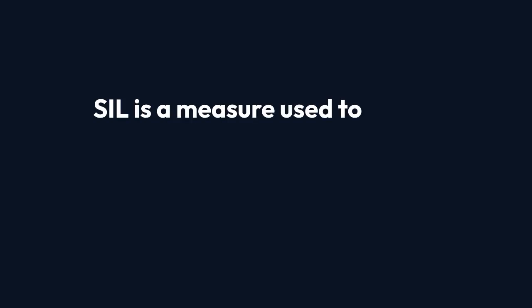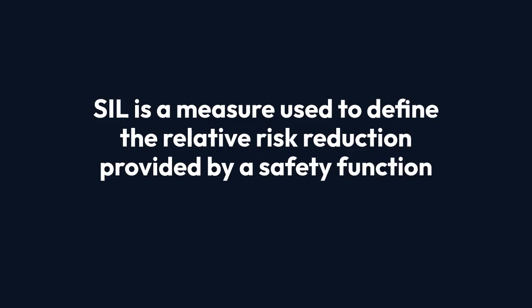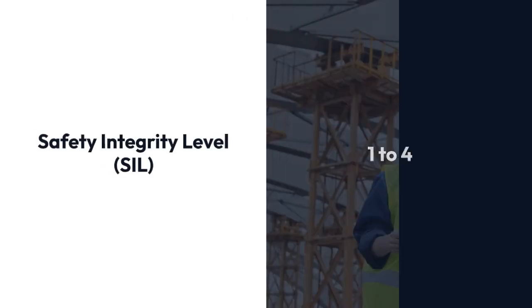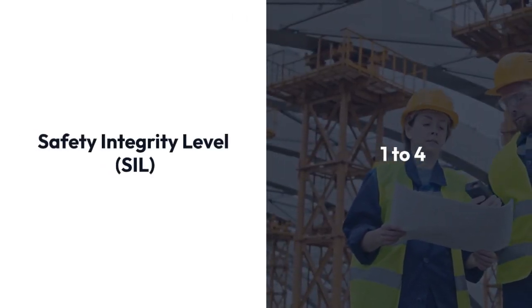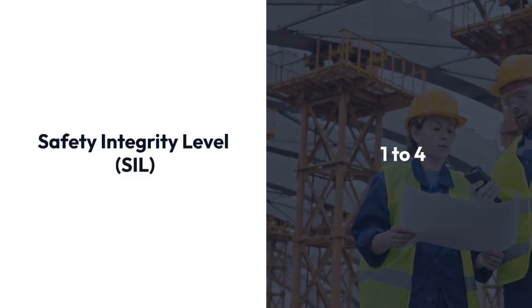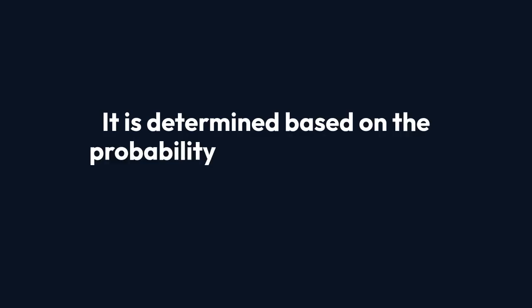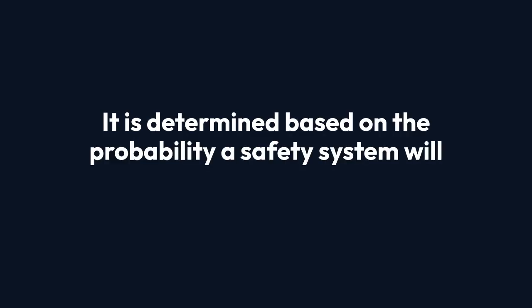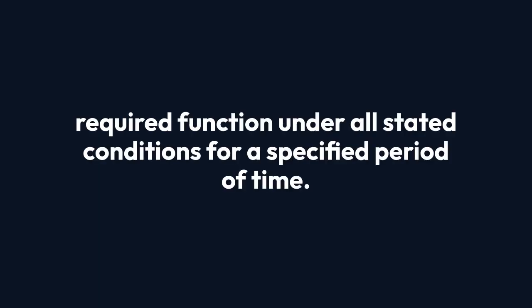SIL is a measure used to define the relative risk reduction provided by a safety function within a system. A safety integrity level, SIL, is a discrete level ranging from 1 to 4, assigned to a safety function to quantify the level of risk reduction it provides. It is determined based on the probability that a safety system will satisfactorily perform its required function under all stated conditions for a specified period of time.